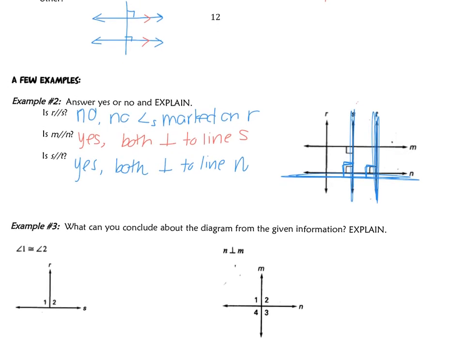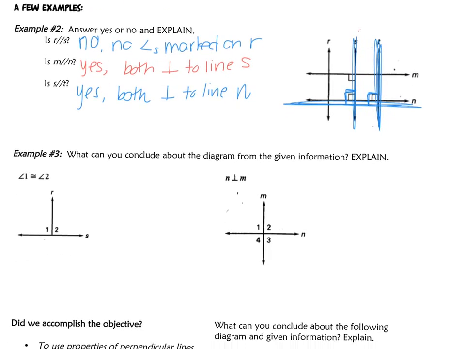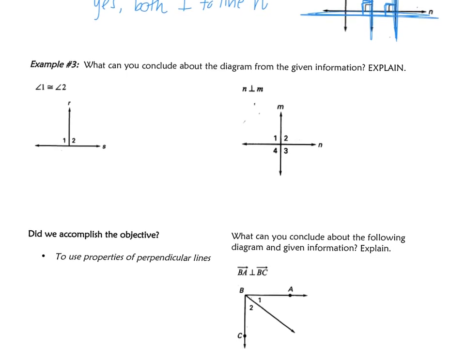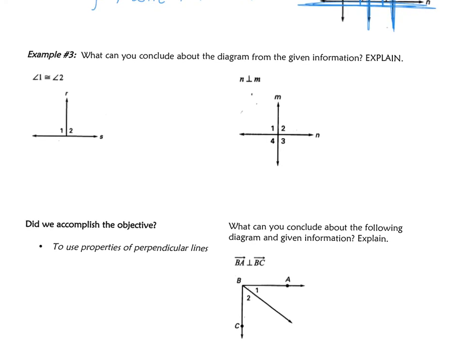So hopefully you saw your mistakes on that and corrected. Otherwise, we can talk through it in class. Okay, I'm going to do one of these for example 3, and then I'll have you do the other. What can you conclude about the diagram from the given information? Explain. So I'm told that angle 1 is congruent to angle 2.